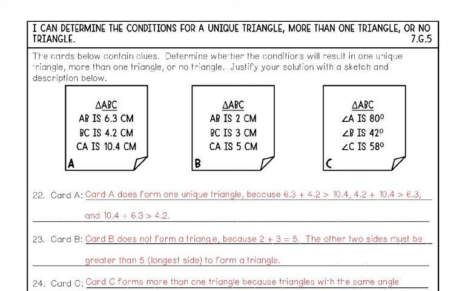6.3 plus 4.2, the first two, add up to be greater than 10.4, the third side. And the same is true if you add up 4.2 and 10.4. That's greater than 6.3, and so on. So that makes one unique triangle.